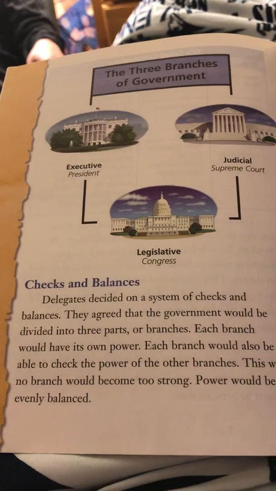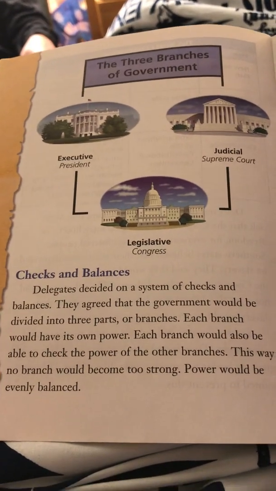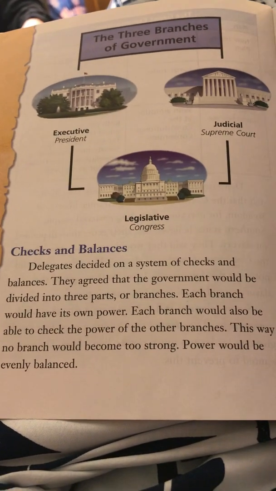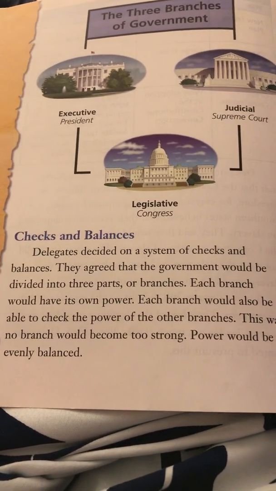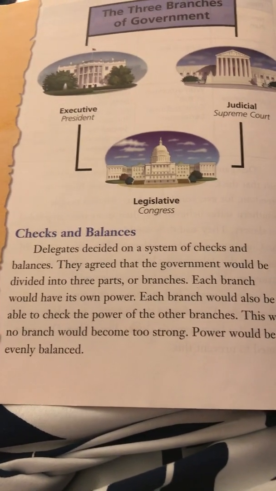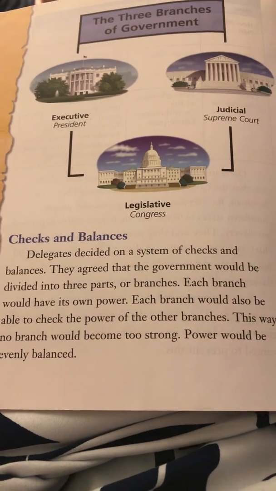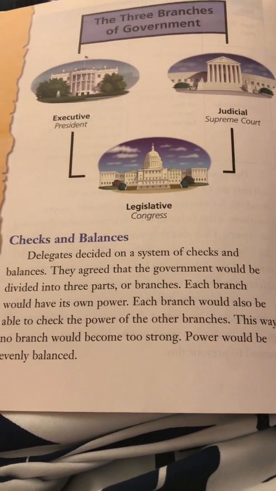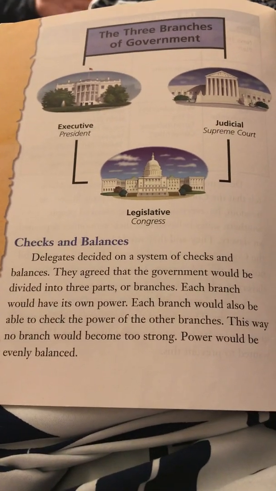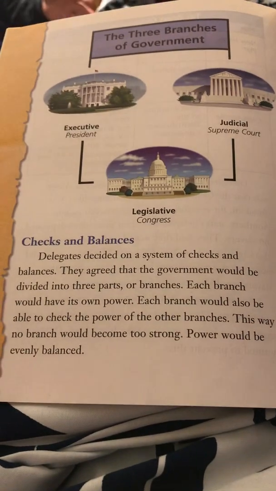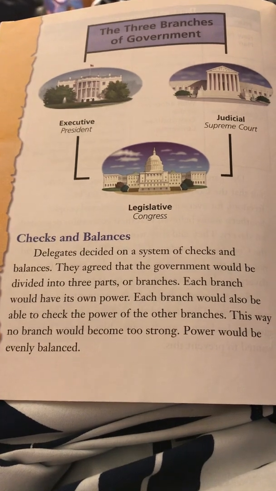Checks and balances. Delegates decided on a system of checks and balances. They agreed that the government would be divided into 3 parts or branches. Each branch would have its own power. Each branch would also be able to check the power of the other branches. This way, no branch would become too strong. Power would be evenly balanced.